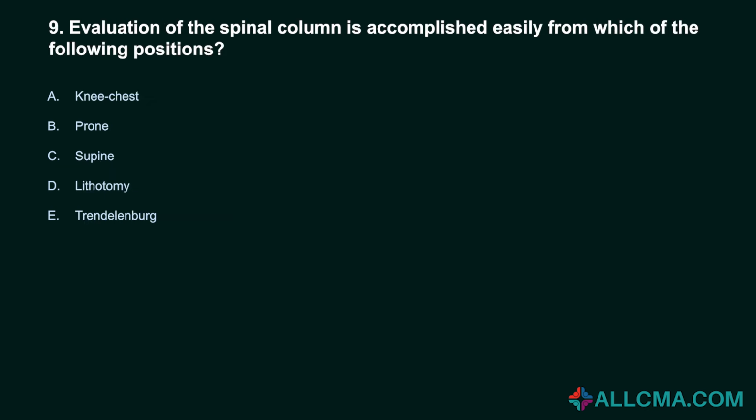9. Evaluation of the spinal column is accomplished easily from which of the following positions? A. Knee chest. B. Prone. C. Supine. D. Lithotomy. E. Trendelenburg. Correct answer: B. Prone.